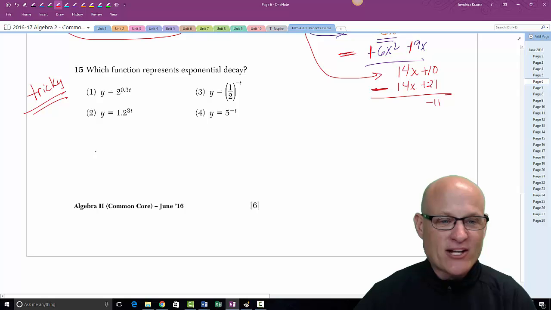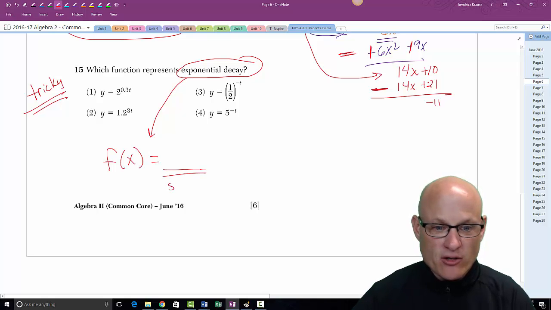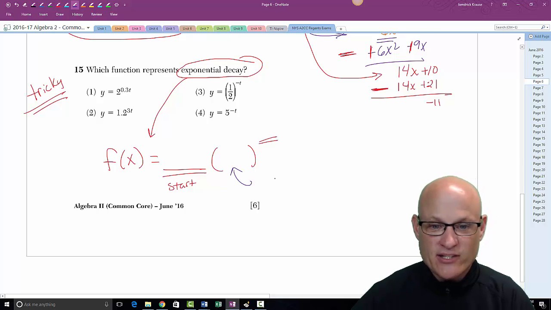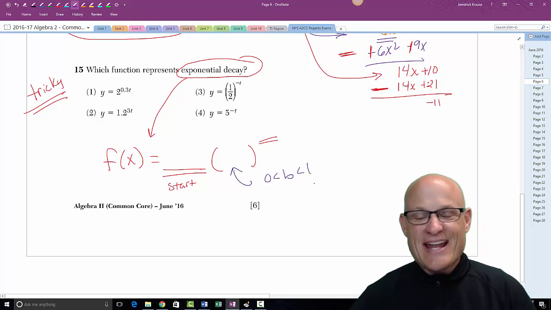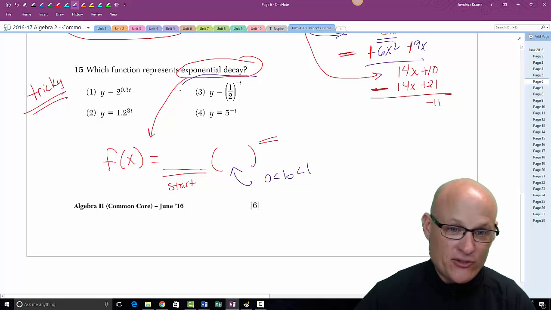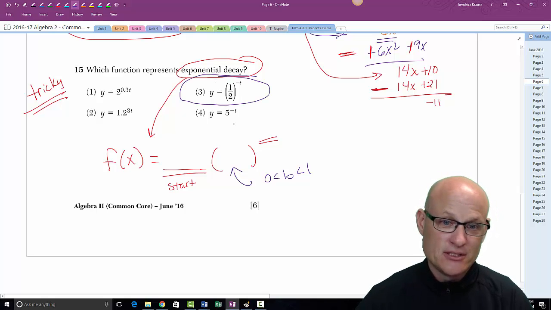I know that if I have exponential decay, it means my function is my starting amount, start, times my base to some exponent. And the key thing about the base is it has to be between 0 and 1. It has to be a fraction, which is why so many students picked this answer. And that was the tricky part.